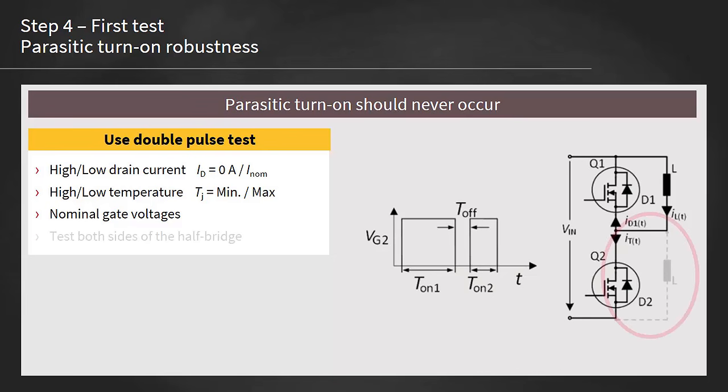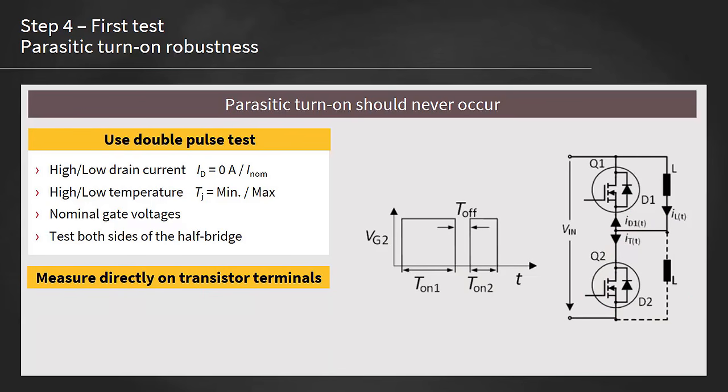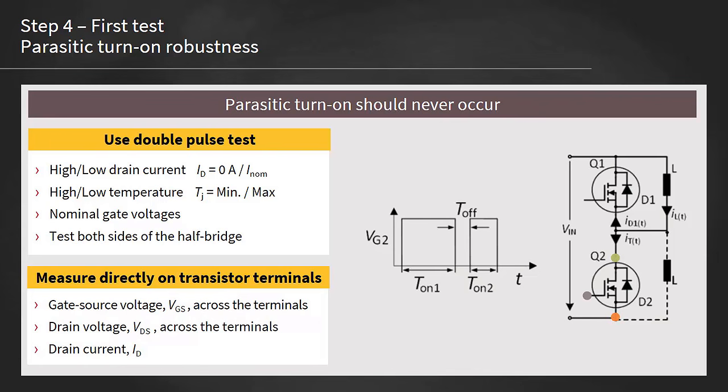And both high-side and low-side switches should be tested in order to ensure that neither of them has a negative influence on the other. The measurements should be done directly on the silicon carbide transistor terminals, or as close as possible to avoid measurement artifacts.